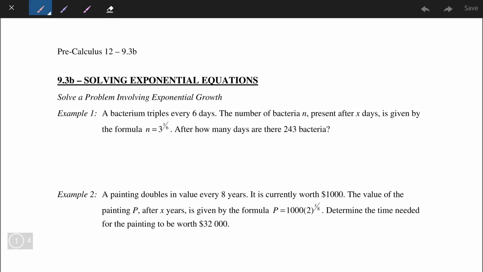Hello everyone, so today we're going to go over section 9.3 part B, solving exponential equations. So if we look at example number 1, we are given this formula for the tripling of bacteria over an x number of days. So in this case, if we're looking for the day on which there are 243 bacteria, n is going to be equal to 243, and we're going to solve for x.